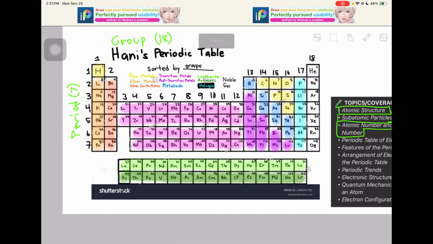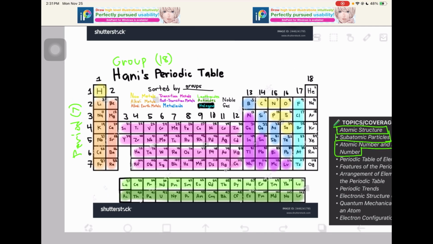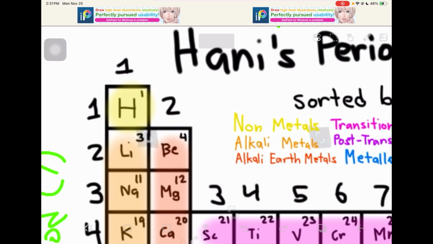Then we have the full complex periodic table from the non-metals to the halogens and noble gases. So all you need to do is just take a look here and make sure you get the gist of it. So we got the non-metals here. This is a non-metal, by the way.